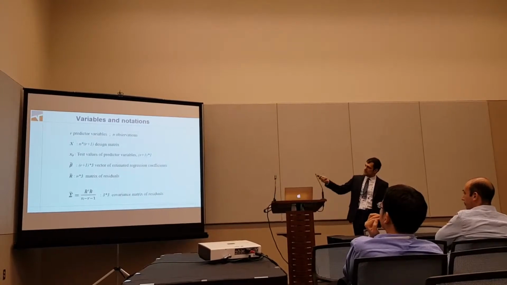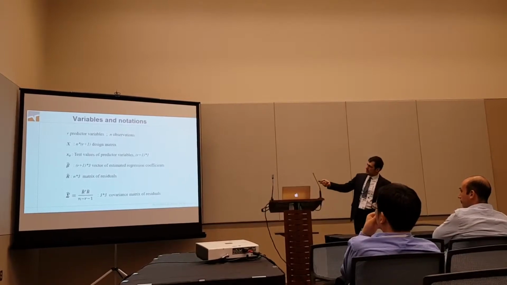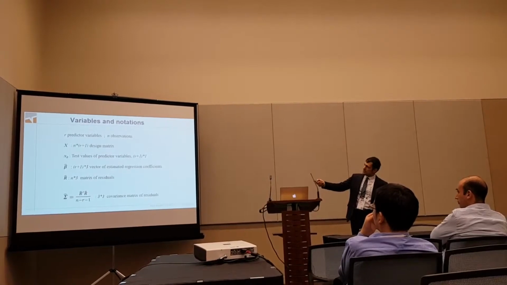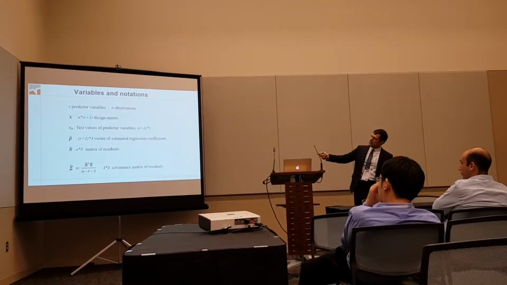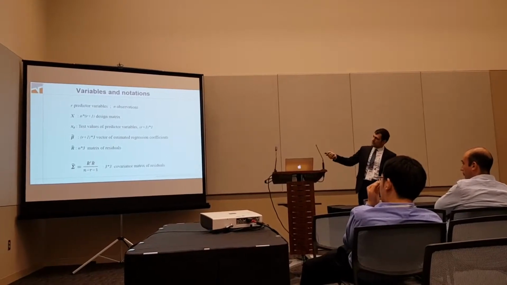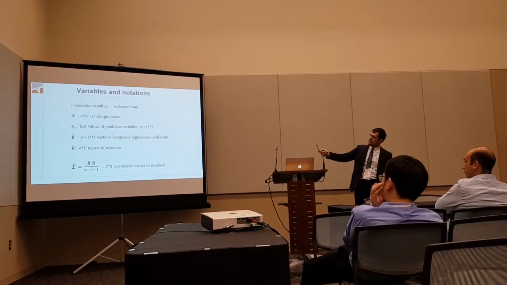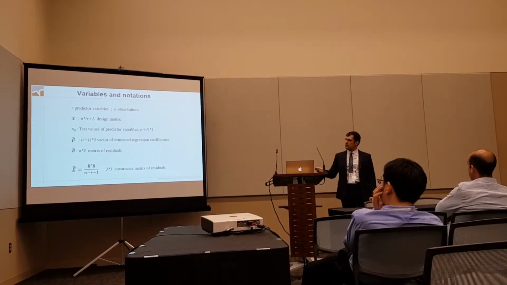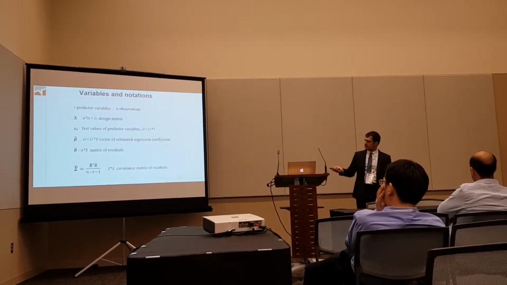And the variables are like this. So we have our predictors, we can have as many as we want. And we have n observations. X is the design matrix, which is for training the data that we collect. And x0 is the test values to test the model. Beta hat is the regression coefficients that we obtain based on the design matrix, and R hat is the matrix of residuals, and its covariance is sigma hat, which is just basic statistics.